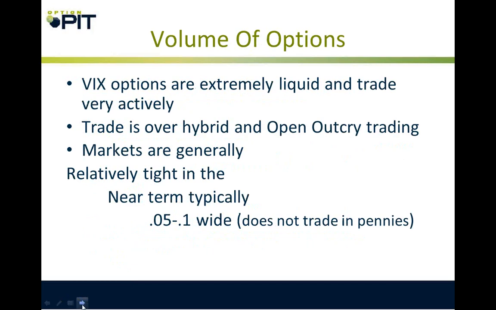The volume of VIX options: they are super, super liquid. On a slow day, they will trade 400,000 to 500,000 contracts. On a busy day, they can trade 2 million. The only other index contract that does that kind of volume is the S&P 500, the SPX. The trade is hybrid and open outcry. About 60% of it trades electronically and about 40% in open outcry. Most of the big orders trade in open outcry.